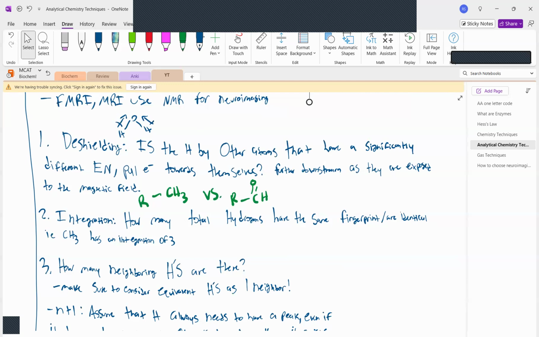De-shielding is when the hydrogen is close to other atoms that have a significantly different electronegativity. Are those atoms pulling the electrons towards themselves? If so, the peak will typically be further downstream, like 10 or 12, as the hydrogens are exposed to the magnetic field.